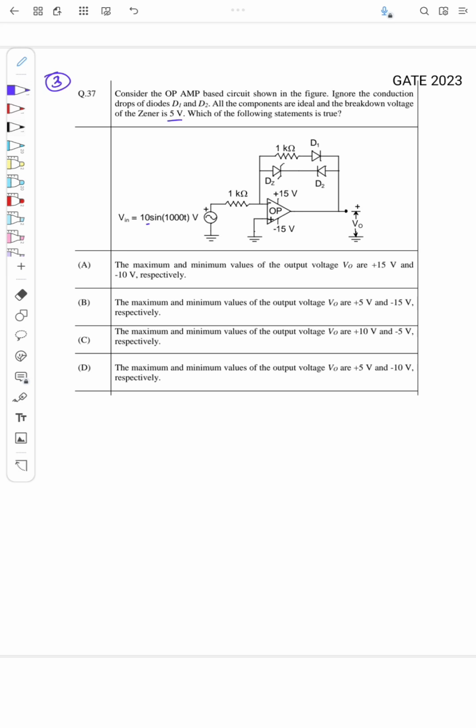So a circuit is given, and the options are like the maximum and minimum values of output voltage V0. So we need to find the maximum and minimum value of voltage at Vout. That is the question. Now if you observe the circuit, a sinusoidal input is given and it is an inverting configuration, while in the feedback we have a Zener diode and 2 normal silicon diodes, right? And all diodes are ideal.